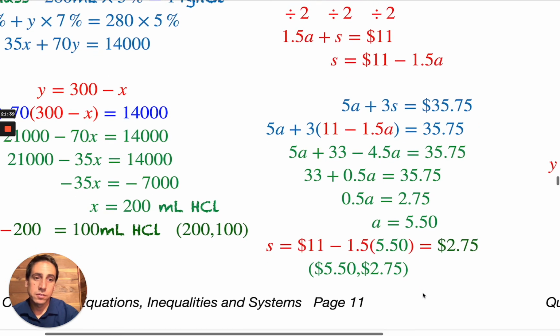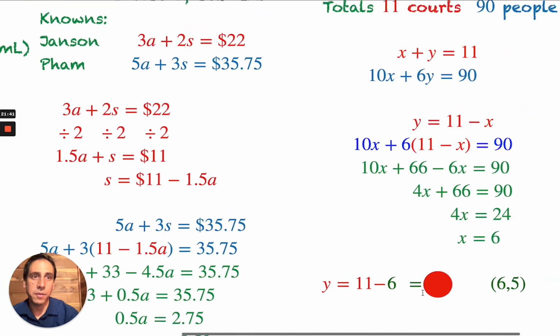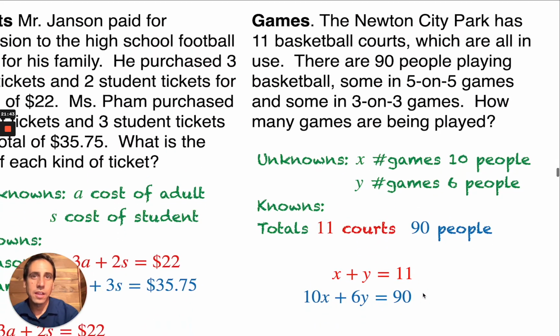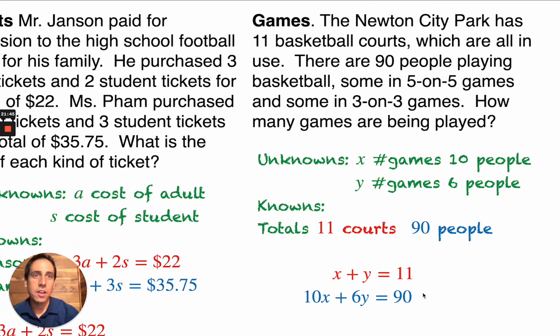All right, people. Oh, yeah, we got one more. Oh, so important. Games. The Newton City Park has a total of 11 basketball courts, which are all in use. There are a total of 90 people playing basketball, some in 5-on-5 games and some in 3-on-3 games. How many games are being played?